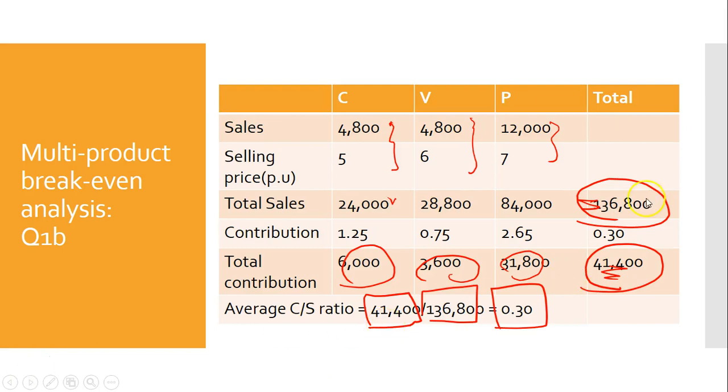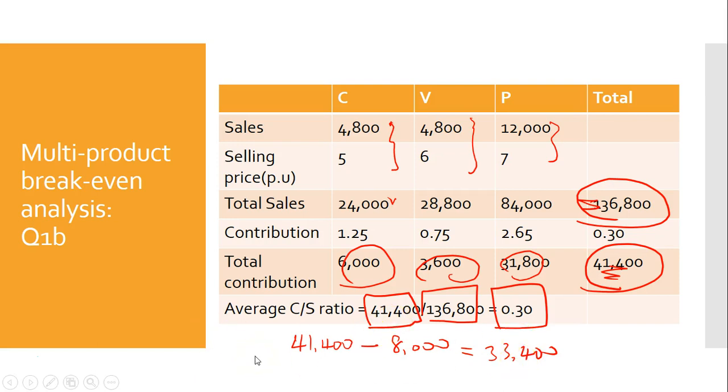here's my total. When I sell all my products, I will make revenue of 136,800. My contribution is 41,400. So if my contribution is 41,400 when I've sold all my products, my profit will be 41,400 minus 8,000, which will leave me at 33,400. So you have that.